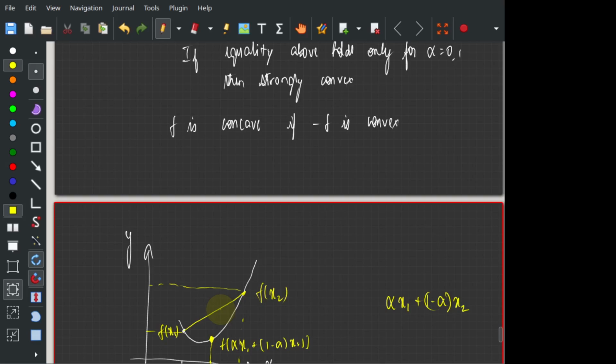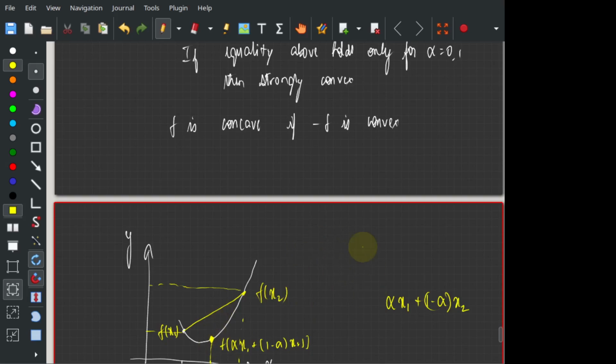Similarly, it is concave if I take the straight line joining any 2 points, the straight line should always be below the curve. That's the geometric definition of a convex or a concave function. And strongly convex if the curve is strictly below the straight line.